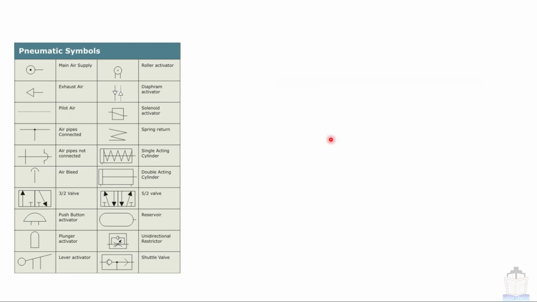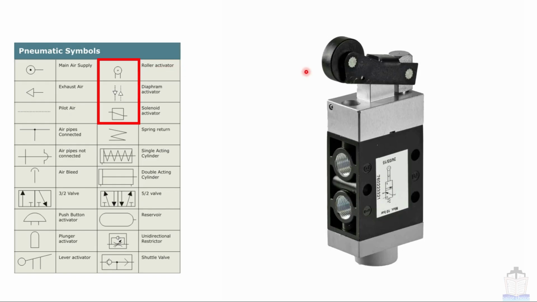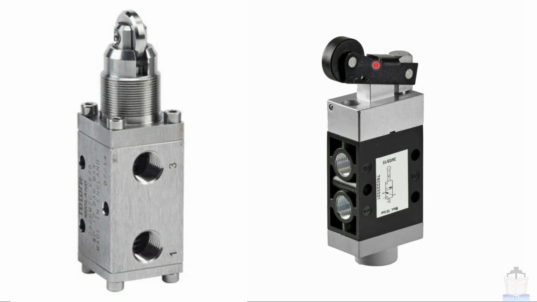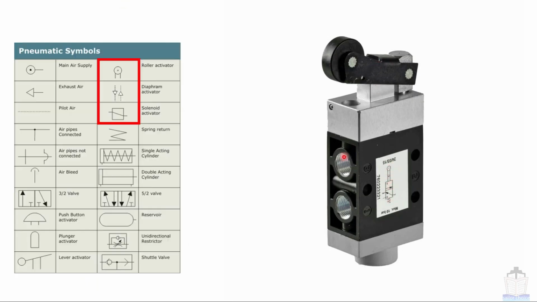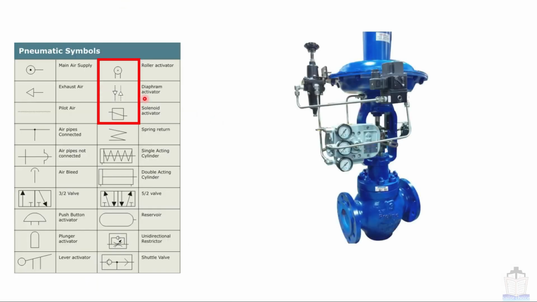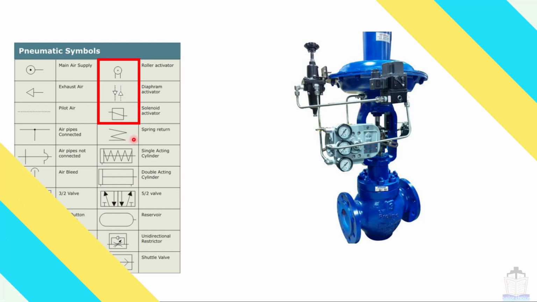Now next, the first one is roller activator. This is the small roller. It can be of vertical type as well, but the symbol will be like this. Next one is diaphragm activator. So this is a pneumatic valve. Basically there is a diaphragm, and diaphragm operated valves are of numerous types. If you want to know in detail, you can look on the internet. Next one is solenoid activator, which we have already seen. Regarding spring return, we have also seen.